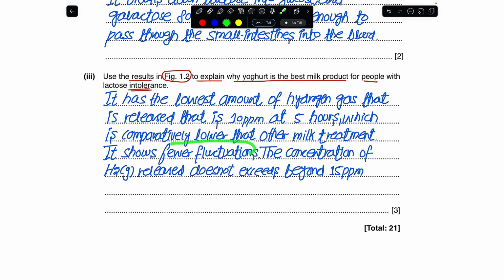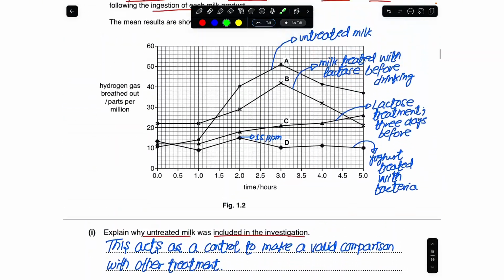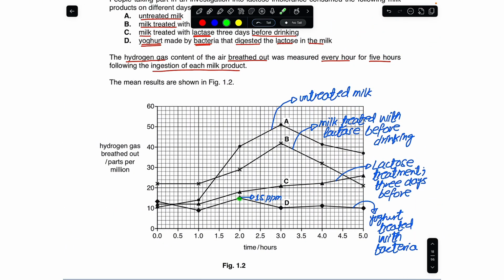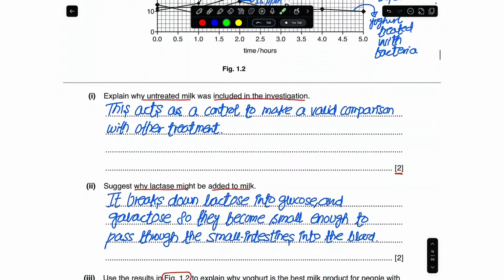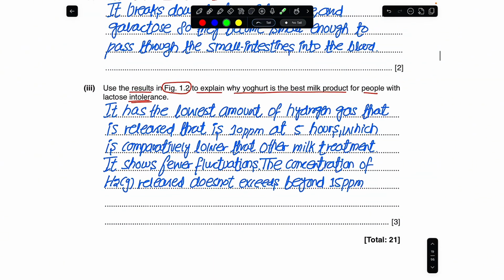Also, this shows lower fluctuations than the rest of it, and the concentration of the hydrogen gas at any cost never exceeds 15 parts per million. Like you see, the max it reached was 15 parts per million, and it's not exceeding more than that. If we see the other groups, the hydrogen gas released is more in them. So that is why this yogurt treatment protocol is more useful than the rest of it.